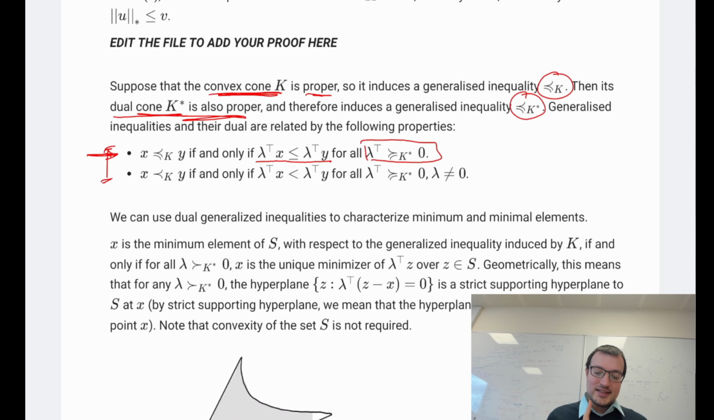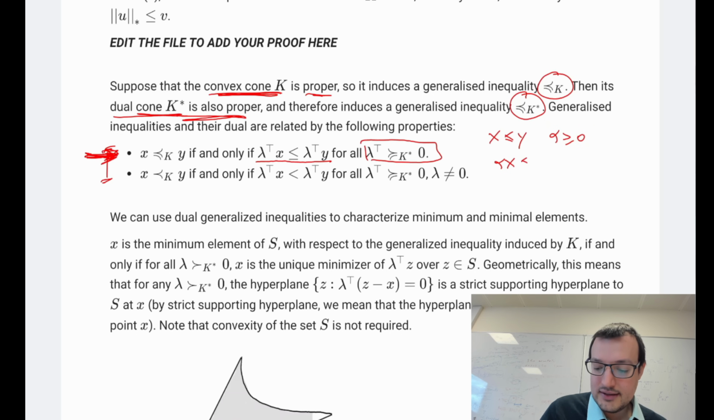So what is the point here? There are two things to notice. First, this condition is nothing else than the generalization of something very simple: the fact that if x is less equal than y, and you have an alpha which is greater or equal than 0, then alpha x is less equal than alpha y. This is a generalization in two directions: it generalizes to vectors, and it generalizes not to the standard inequality, but to a general inequality K.